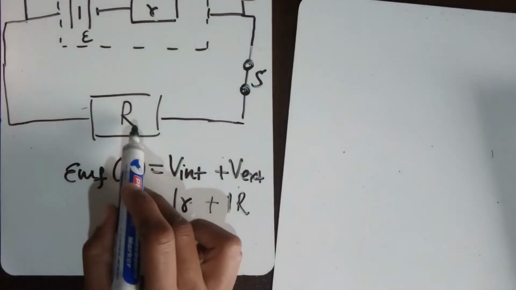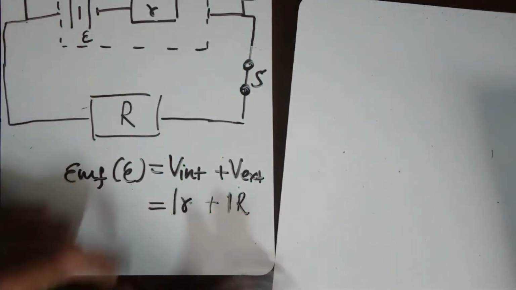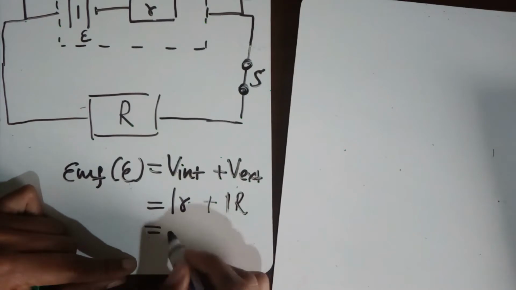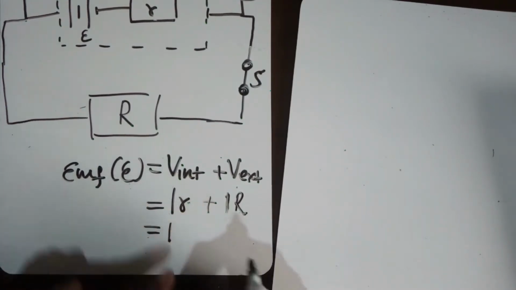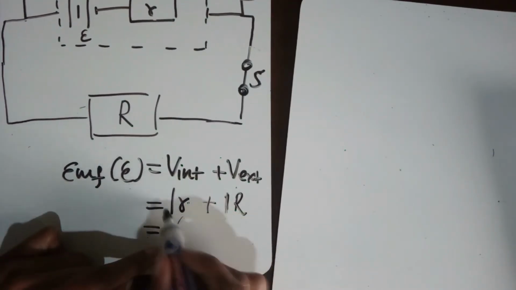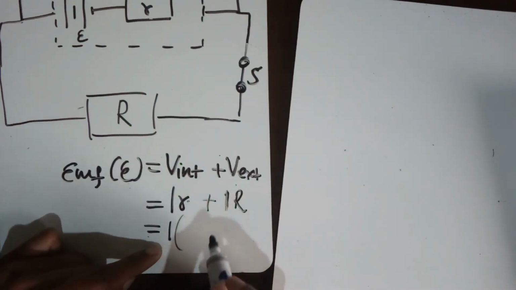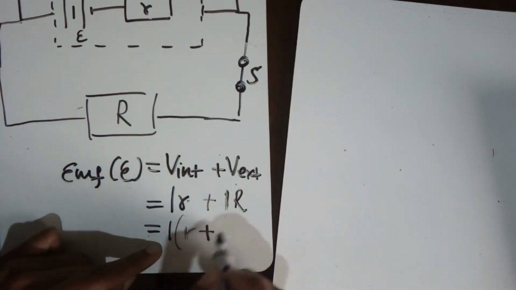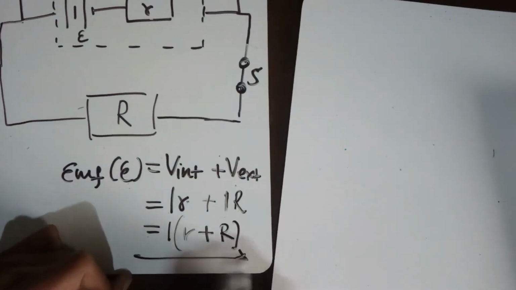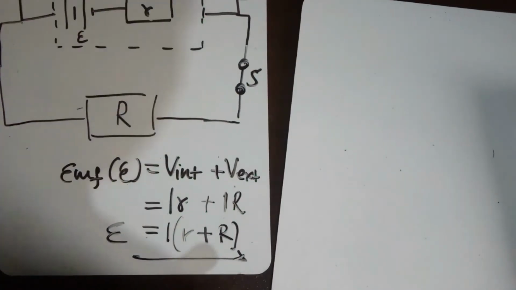In this case, the total resistance was R. But we can simplify it further. We say, okay, let's take out I, the total current in the circuit, as a common factor between the internal resistance as well as the total resistance in the circuit. So we have I times (R plus r), which is given as your EMF.